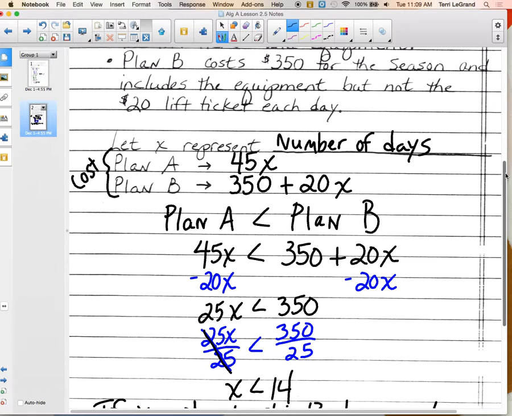And then we said, here's what they're asking us. They're asking us for when Plan A is less than Plan B. So we wrote this down. Now I can just replace Plan A with 45x. I can replace Plan B with 350 plus 20x, and then we're ready to solve. And then in the end, instead of graphing it, we're going to write out a sentence answering the real question. Okay? So you only have 7 problems to do, but the expectations are high.